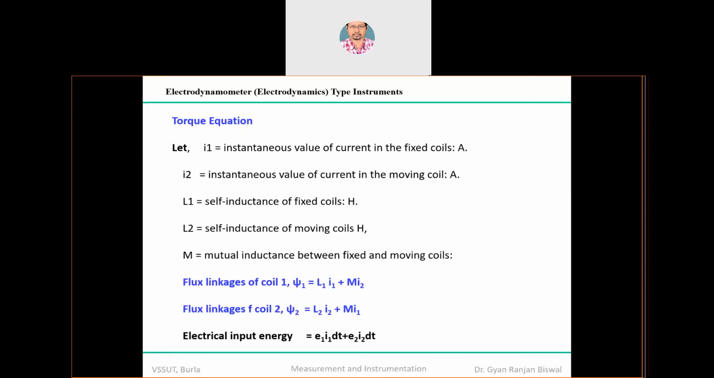That is the sum of the two. So due to the fixed coil, it is E1 I1 dt, and due to the movable coil, over which the pointer is mounted, let us assume that is E2 I2 dt. So remember, this is the total amount of input energy you have given.